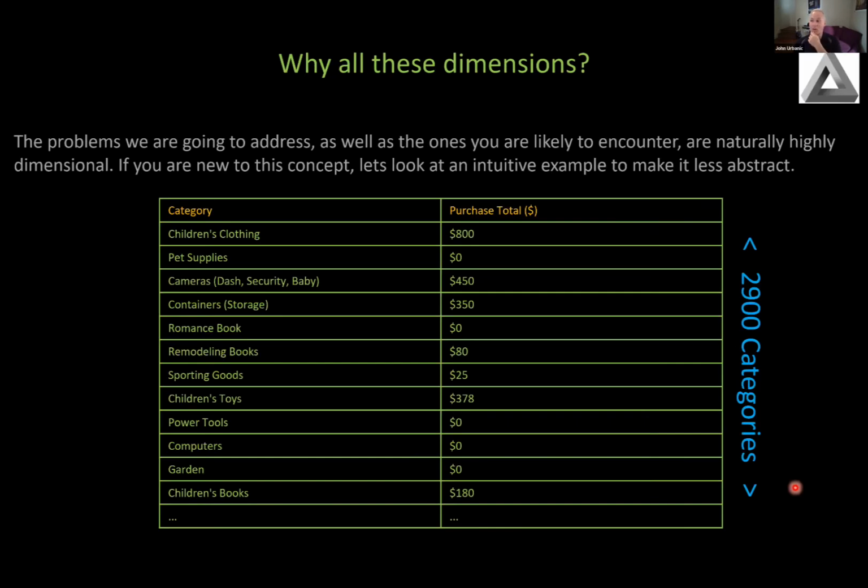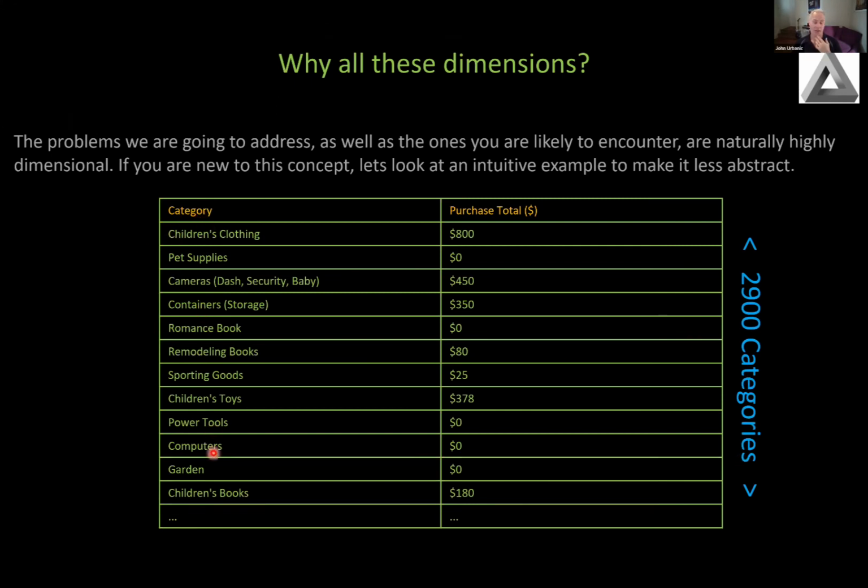Now let me explain why there are all these dimensions, because that's something that's hard for a lot of people to intuitively see up front. Let's take a look at a simple example from somebody trying to characterize you as a consumer. I picked this because it's nice and intuitive. Say you're Amazon, trying to figure out who your customers are so that you can target them with product suggestions or send them promotions. You might start out with something like this. You've got maybe 2,600 categories available to you.